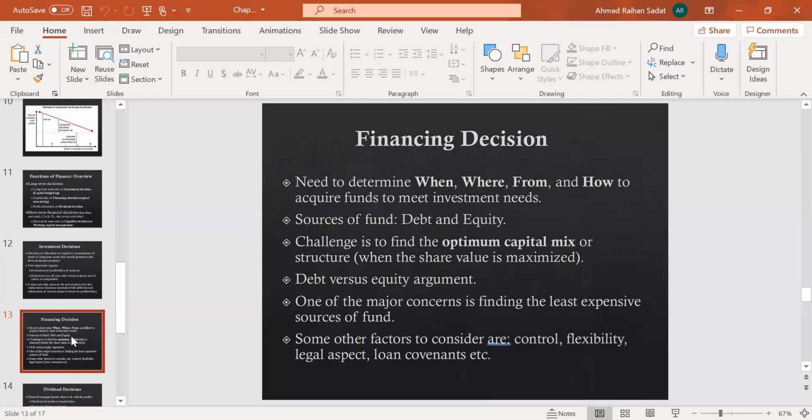For example, if we take too much debt, let's say 80% debt, then what will happen? The shareholders will find it very risky to keep their investments in the company. So what will they do? They will sell the shares because it's too risky. And when the sell pressure on the share is high in the market, the stock price will go down and the wealth maximization target will be hampered. So we can't do that.